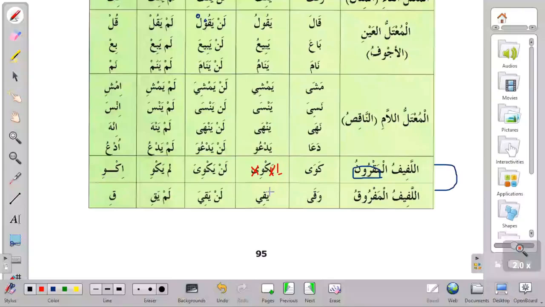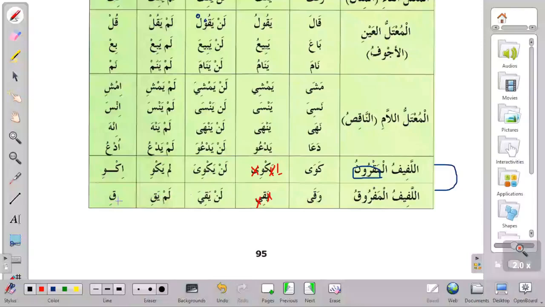But here, if you try to do the same thing, come here. The mudari is yaqi, and for anta, taqi. You remove the first letter. Here it already has a sukun, so you can't give it sukun again. What you do, you remove it. I hope that is clear. So what will be left? It will be left with only the qaf, and that will be qi. So that's the amr. The amr is qi.